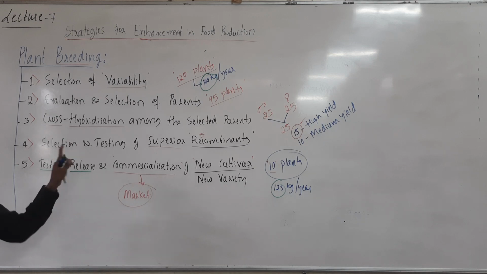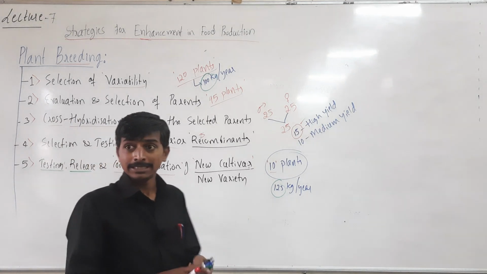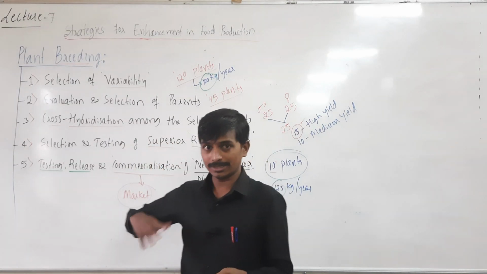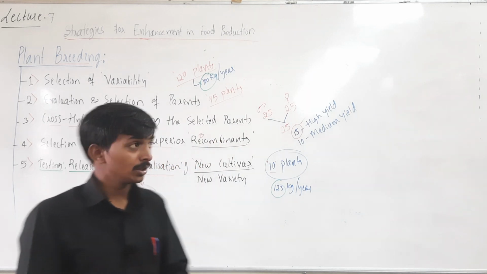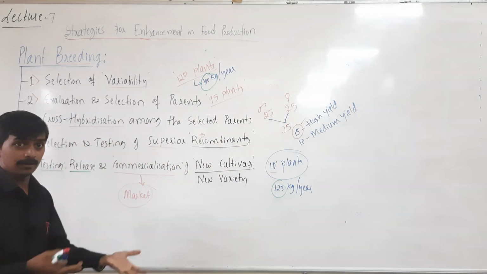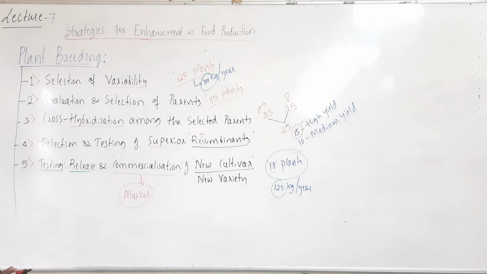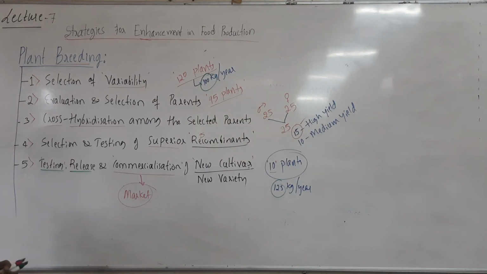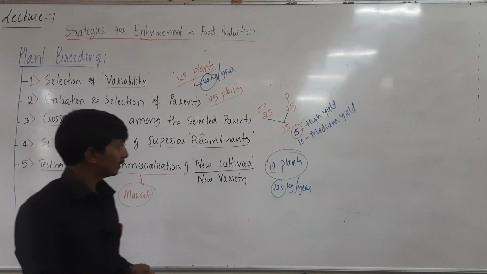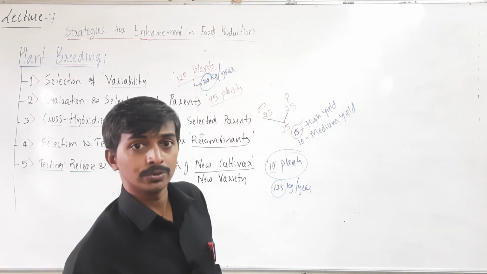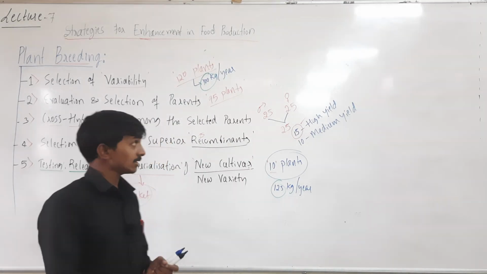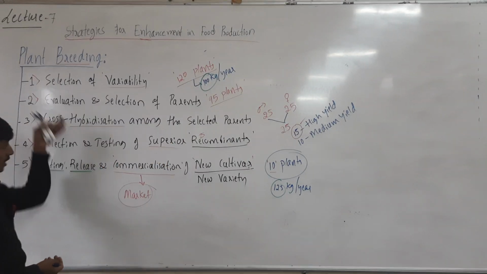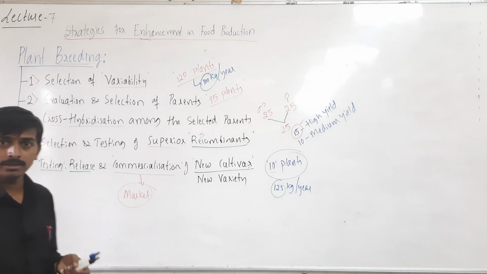Okay, it is just a brief outline of the plant breeding steps. In the next class, we shall study those steps in detail with some examples, with some database examples. Okay, hope this is enough for today's class. We shall discuss each step in detail in the next class.